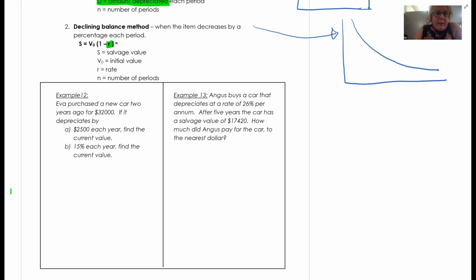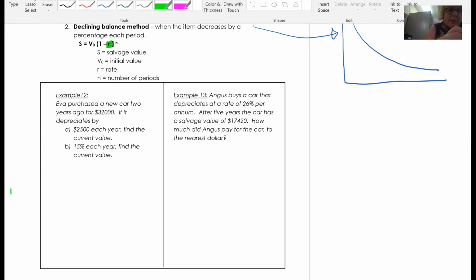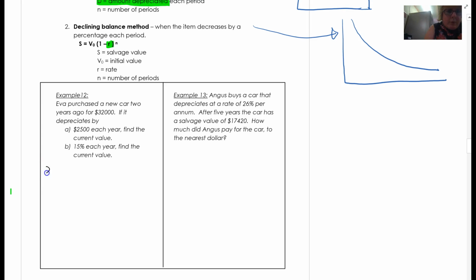Good. Okay, so question 12. Eva purchased a new car 2 years ago for $32,000, depreciated $2,500 each year, find its current value. I don't even use the formula, to be honest. I think we're just better off saying, well, it was $32,000 and it went down $2,500 for 2 years. So now it's worth $27,000. That's the answer to A. So that's using the straight line method.